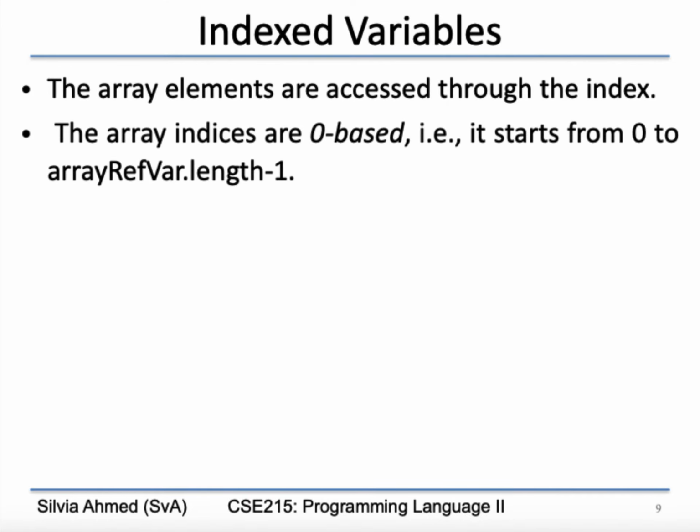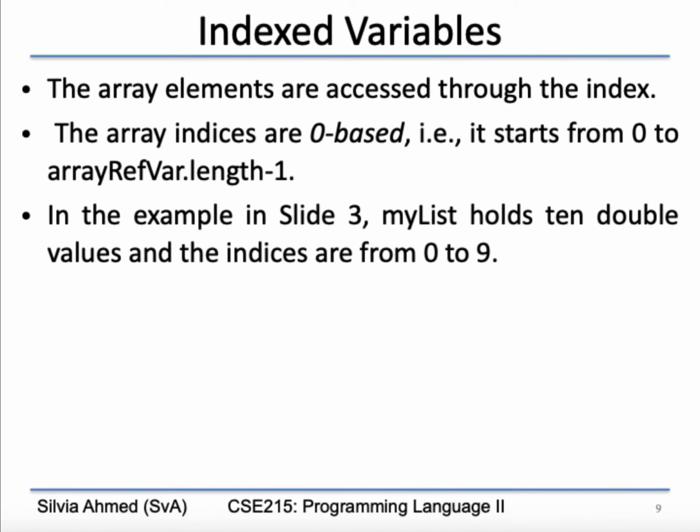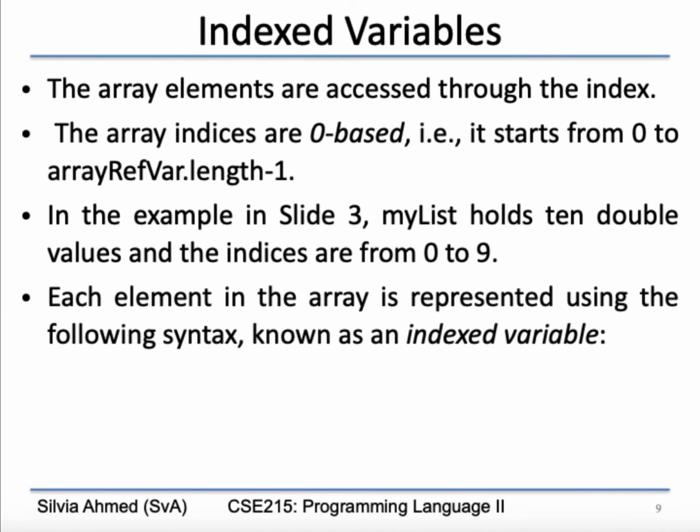The array elements are accessed through the index. And in Java, the array indices are 0 based. That means it starts from 0 and goes to length minus 1. So in the example, mylist holds 10 double values, so the indices will begin from 0 up to 9. Each element in the array is represented using the following syntax, known as an indexed variable. If we want to have any value, we need to have the name of the array, then in brackets, the index number.